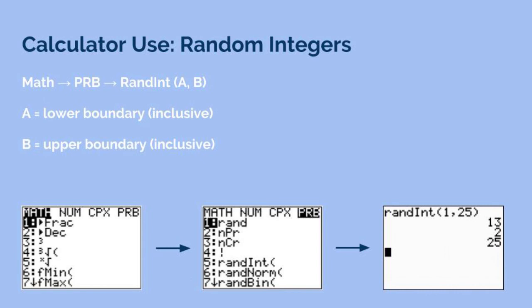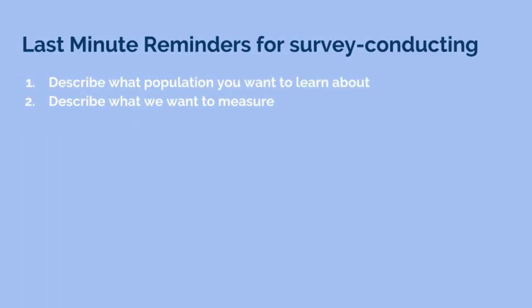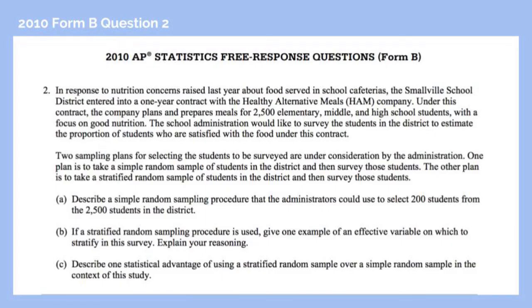In order to create random digits on a TI-84 Plus calculator, select the Math button, then slide to PRB, or Probability, and scroll to randInt, which is the random integer generator. Then enter the given lower and upper boundary numbers into the function and select Enter for however many numbers need to be generated. Don't forget to describe what population you want to learn about and what we want to measure. Here we have a sample AP question. Feel free to pause the video and answer it for practice.